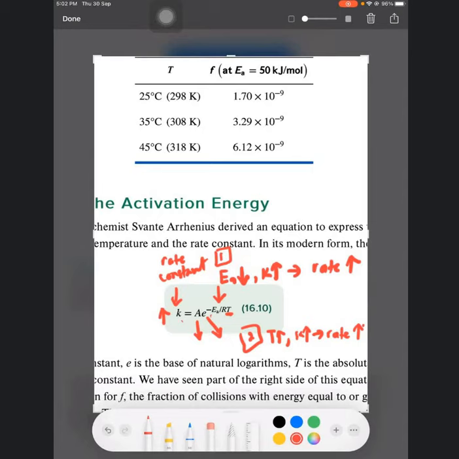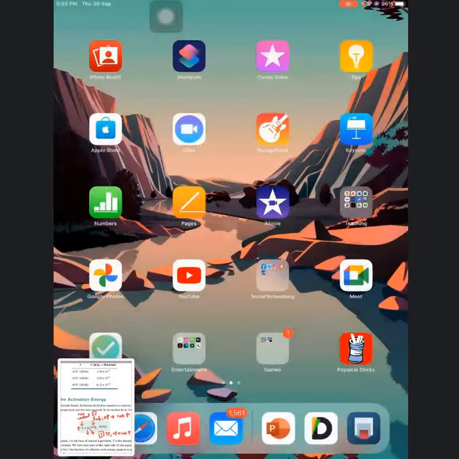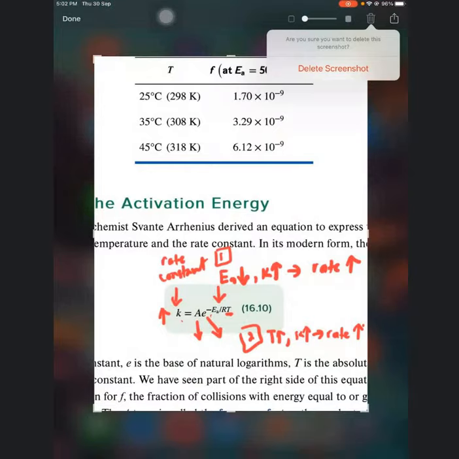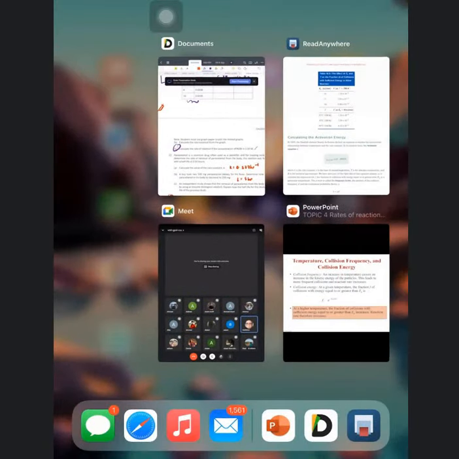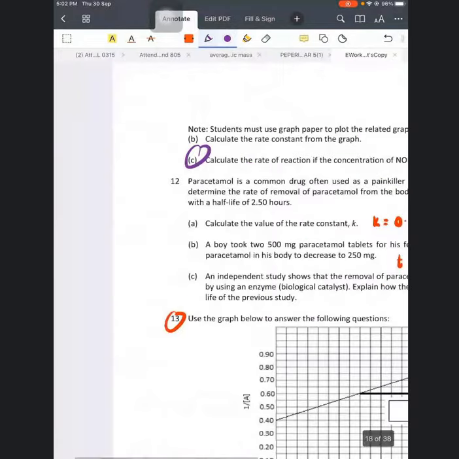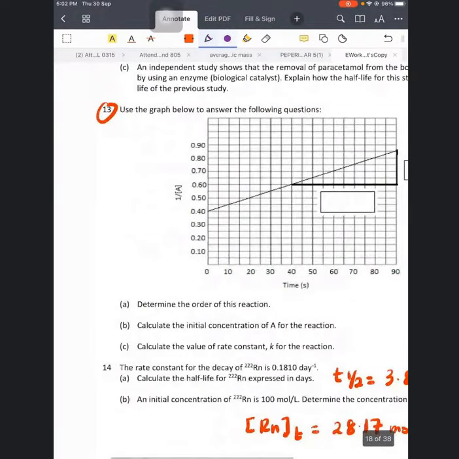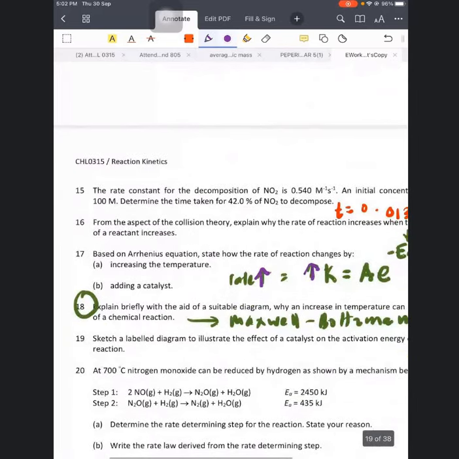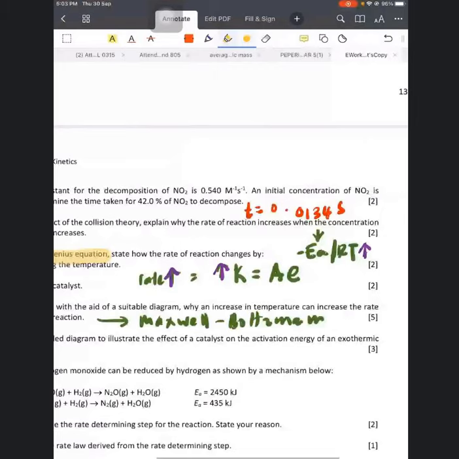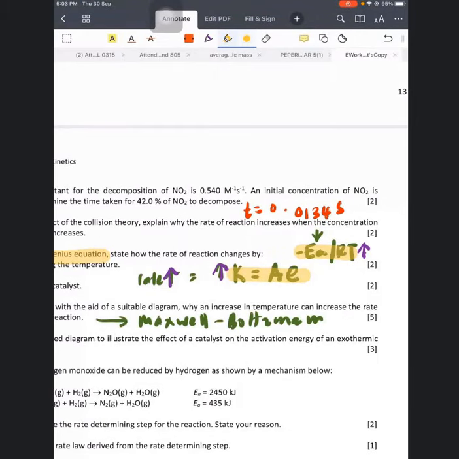Kenapa kena ingat? Sebab dalam soalan tutor ni dia ada soalan nombor, sekejap, ni. Soalan nombor 17. Okay, dia kata based on Arrhenius equation, state how the rate of reaction changes by. So memang sebab dia highlight kat sini by using Arrhenius equation, korang kena keluarkan equation yang tadi. Ni adalah equation yang tadi kan. K is equals to A E negative EA over RT to answer this question.